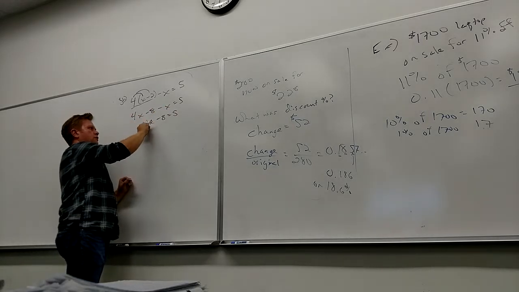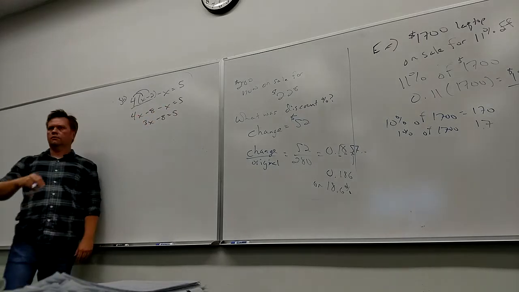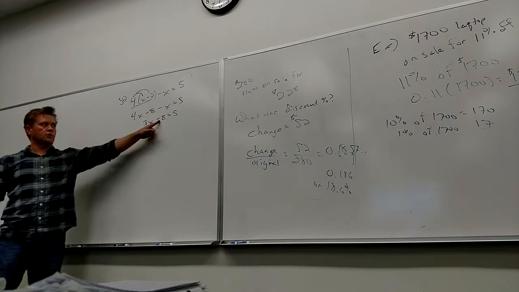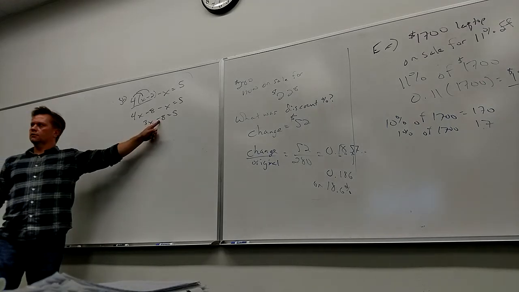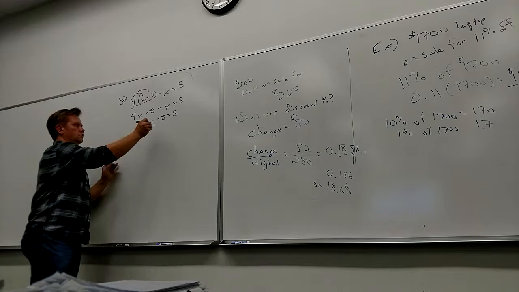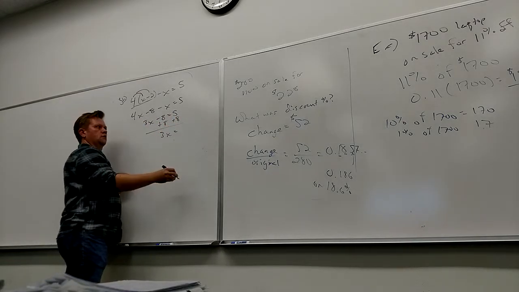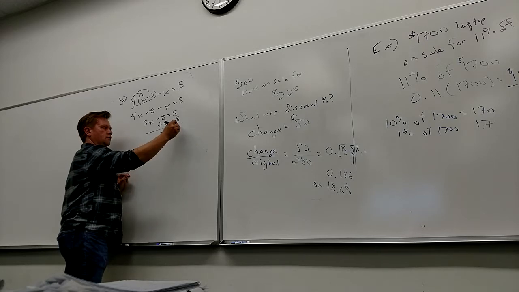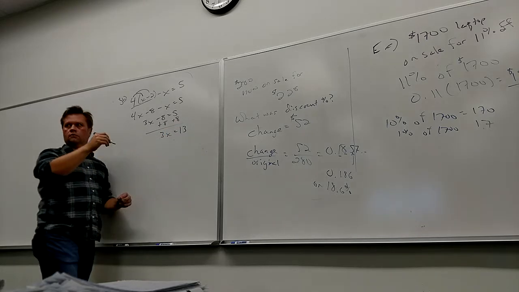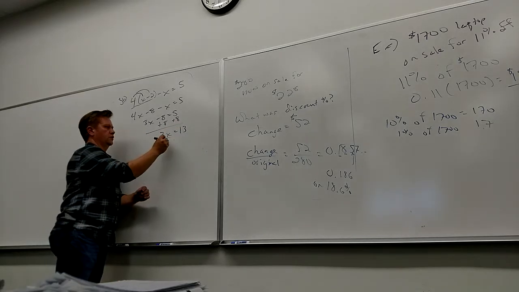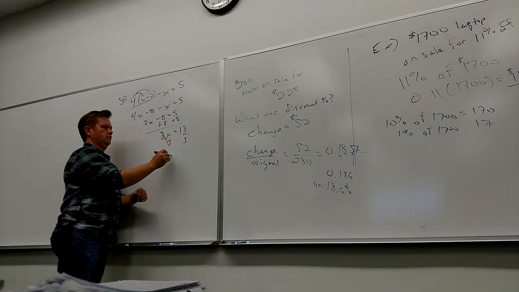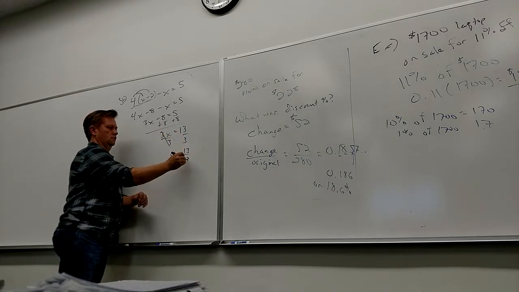Now who's in the wrong place? Yeah, the 8's in the wrong place. So you add 8 to both sides. Then 13, divided by 3. Bam.